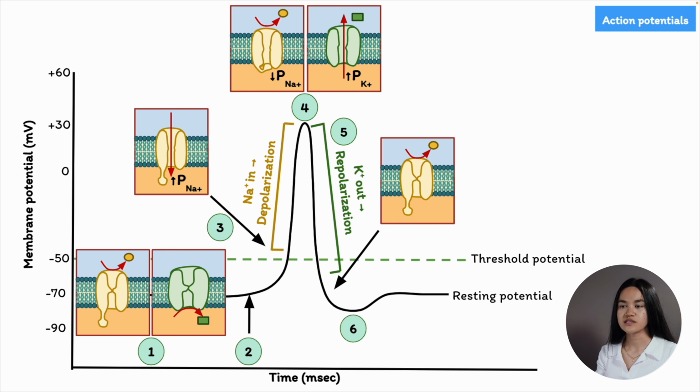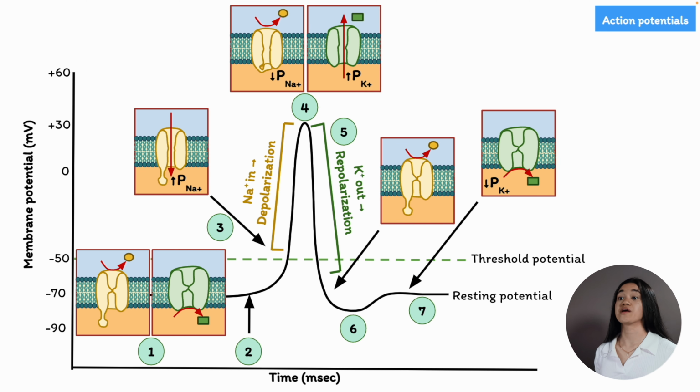As potassium leaves the cell, the membrane is hyperpolarized, okay, making it even more negative, and eventually the potassium activation gate closes and the membrane returns to its resting potential. That's action potential. Absolutely gorgeous process.